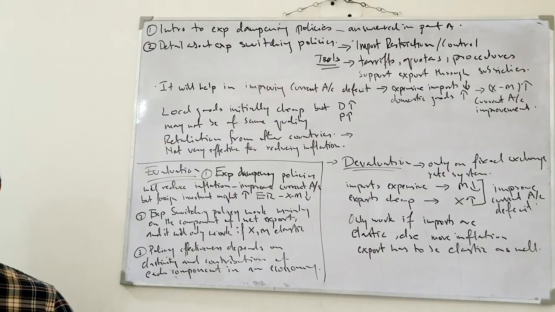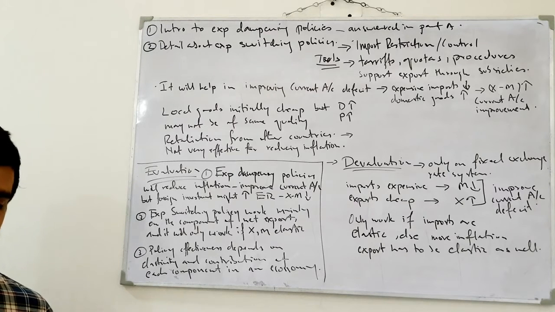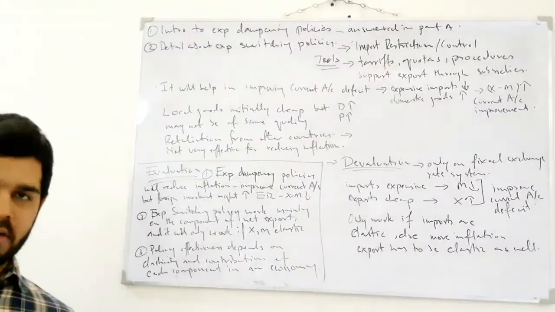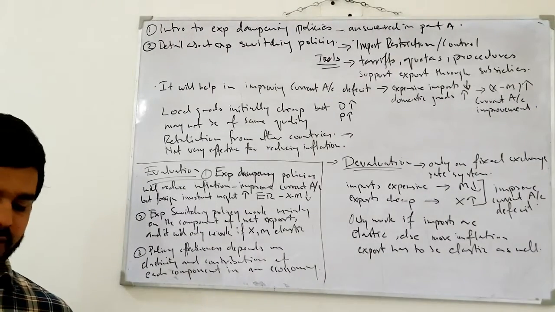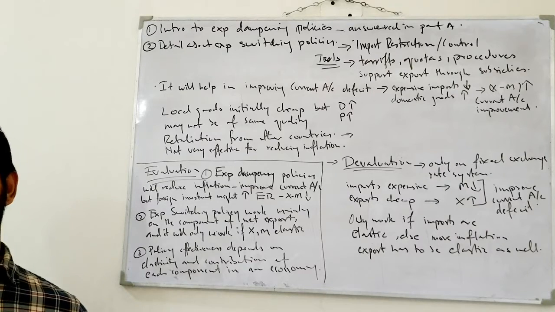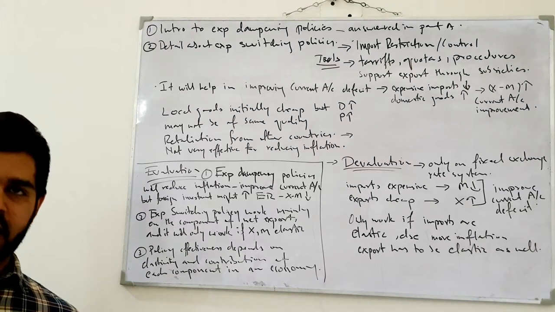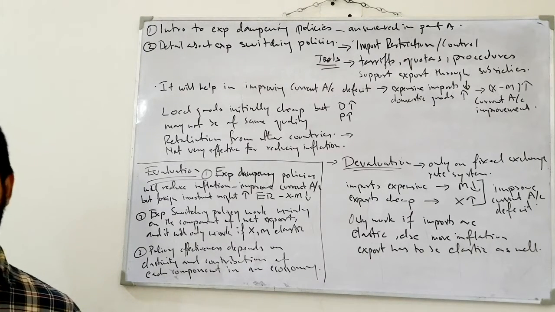Alright students, so here's the second part of this question. Discuss whether policy of expenditure switching is more appropriate than the policy of expenditure dampening in an economy with a large balance of payments, current account deficits, and a high rate of inflation. So we have to explain the expenditure switching policy, the expenditure dampening policy, and how it will improve the current account deficit and high rate of inflation.